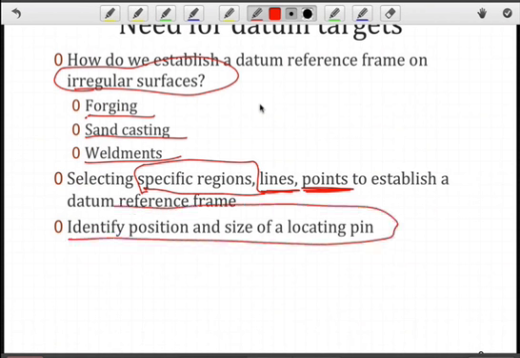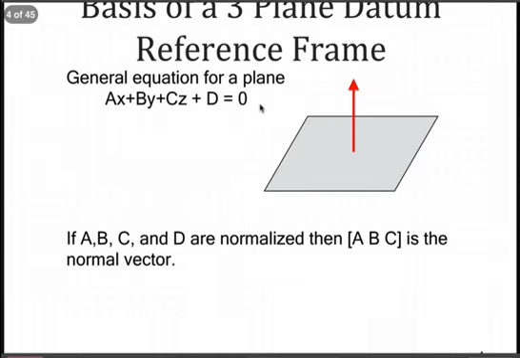If we're going to do that, we might also identify where a locating pin might appear, perhaps in a fixture or in some type of inspection process. And if we're going to do that, then we have to give it a position and a size. So before we can use our datum targets, we need to understand our three-plane reference frame.